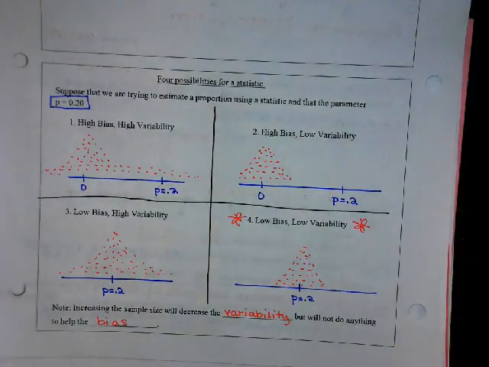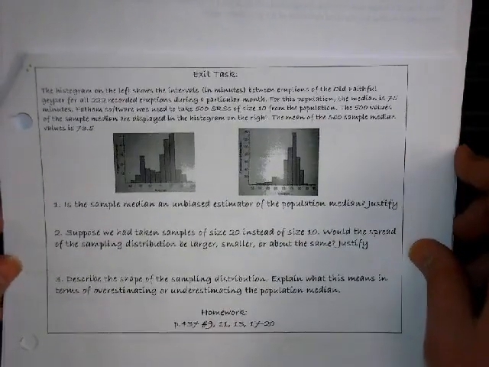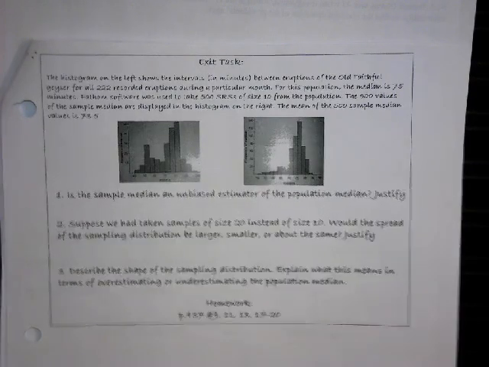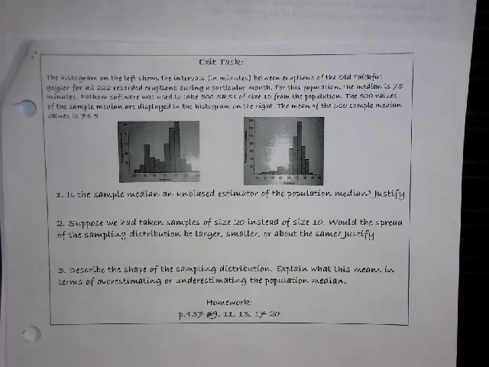All right, so we have the histogram on the left shows the intervals in minutes between eruptions of the Old Faithful geyser for all 222 recorded eruptions during a particular month. For this population, the median is 75 minutes. Fathom software was used to take 500 SRSs of size 10 from the population. The 500 values of the sample median are displayed in the histogram on the right. The mean of the 500 sample median values is 73.5.